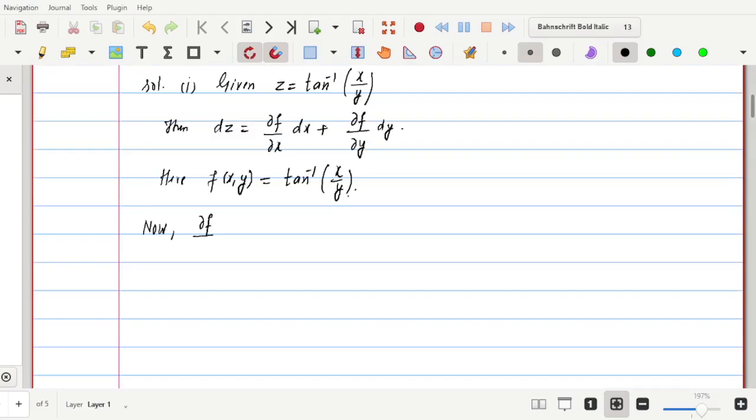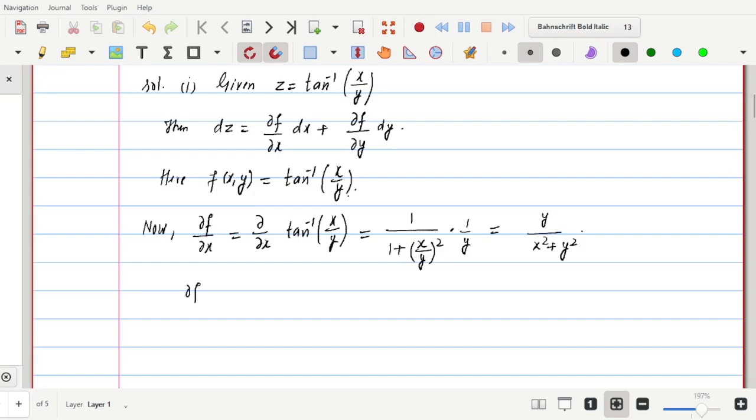So now del f by del x is del by del x of tan inverse of x by y. Now we know the derivative of tan inverse. This is equal to 1 divided by 1 plus x divided by y whole square. Then we have to multiply it with the partial derivative of x by y with respect to x, which is equal to 1 divided by y. So therefore, the final answer becomes y divided by x square plus y square.